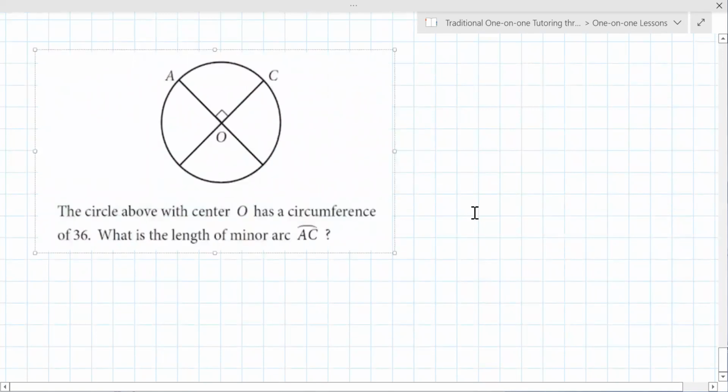All right, we're going to do some circles. We haven't done circles yet. The circle above with center O has a circumference of 36. What does this box mean? It's 90 degrees. Yes, this is 90 degrees, but this arc is also 90 degrees in its measure. But we want the length of the arc, not its angle measure.